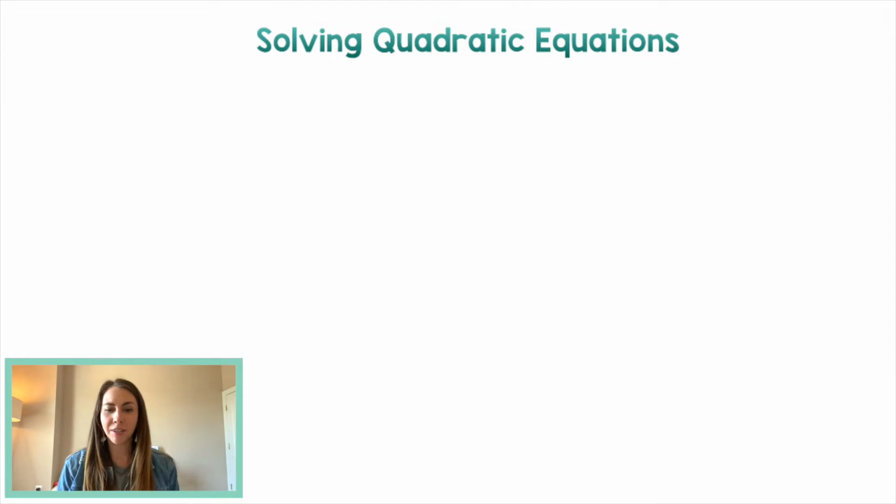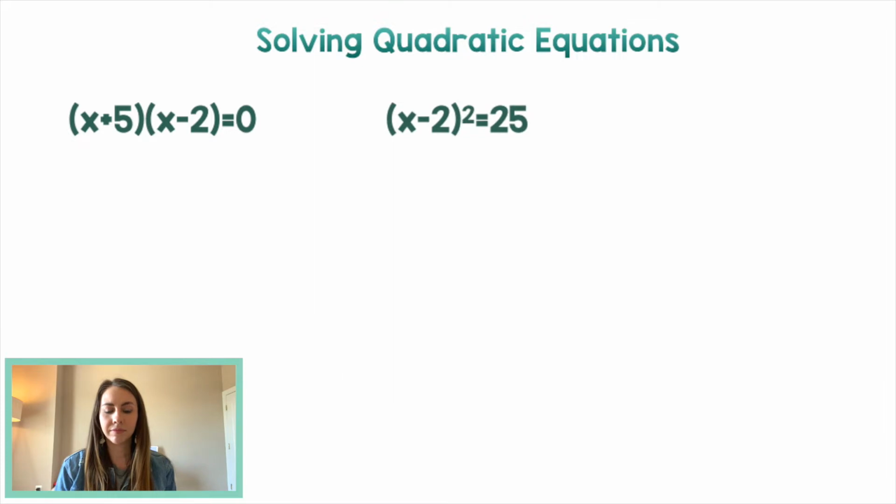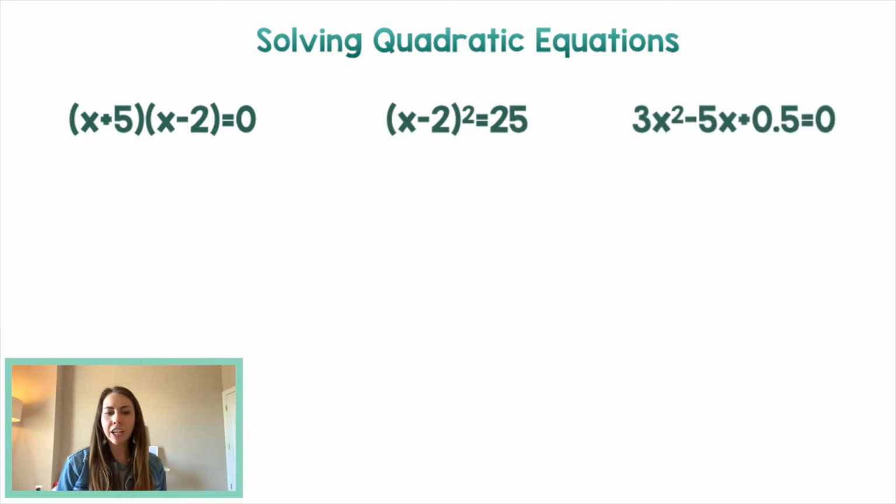Quadratic equations using our fourth and final method. To activate your thinking, take a look at the three equations that appear on your screen. First, we have the quantity x plus 5 times the quantity x minus 2. Second, we have the quantity x minus 2 squared equals 25. And lastly, we have 3x squared minus 5x plus 0.5 equals 0.